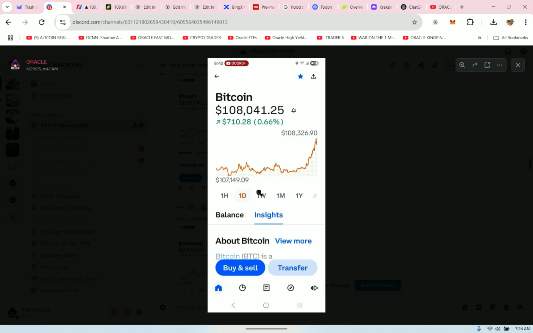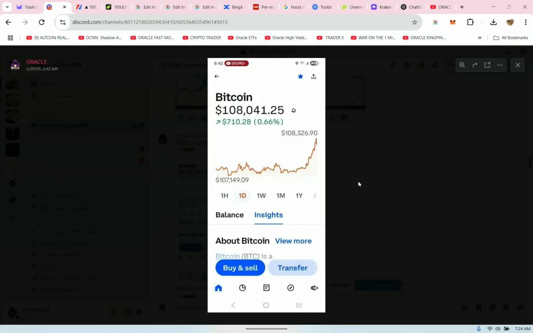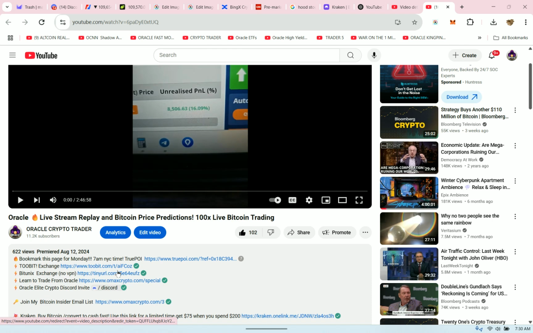Bitcoin had this huge move, 107 to 108,326. It was only 0.66%, but looked like a lot of money. Ethereum at the same time moved 0.96% more, but it looks like nothing, like a few dollars. So the percentage matters, and that's why it takes longer to win trades, and that's why you need the speed of leverage.